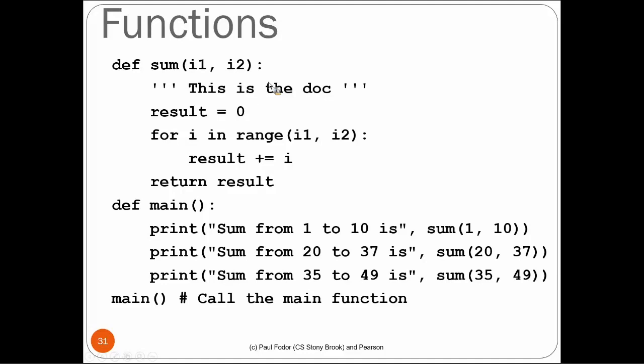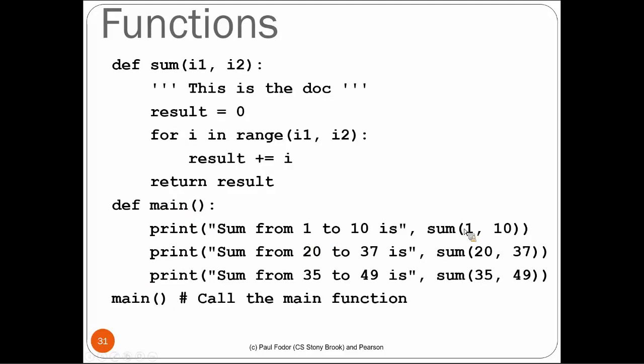In this case, this function defines a variable result, and for every I in the range from I1 to I2, the result is incremented with the value of I. Finally, we return the result. In the main method, this is a common definition in Python. You don't always include the main call, but you do want to have a main method for your program.